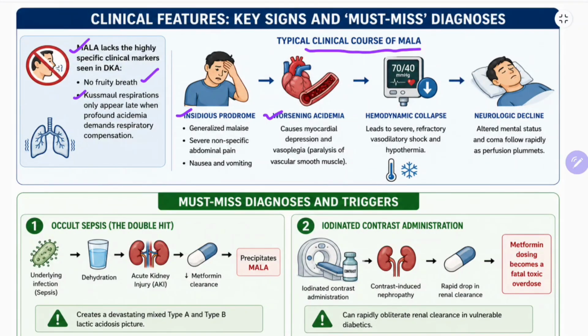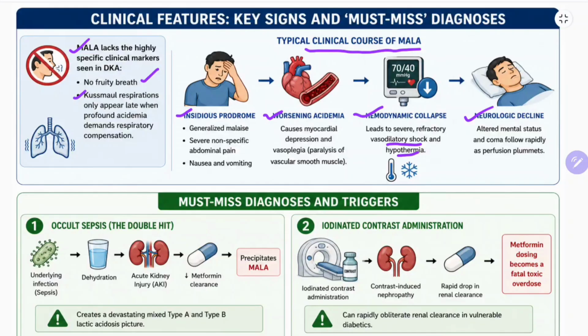Then there will be worsening acidosis, which causes myocardial depression and vasoplegia, paralysis of vascular smooth muscle. That will lead to hemodynamic collapse, severe refractory vasodilatory shock and hypothermia. Myocardial depression occurs because of acidosis, and vasoplegia is paralysis of the smooth muscles of the blood vessels. Because of myocardial depression and vasodilation, there will be severe refractory vasodilatory shock and hypothermia because of excessive heat dissipation by the vasodilated blood vessels. Neurological decline, altered mental status, and coma follow rapidly as perfusion plummets. As perfusion drops abruptly, there will be neurological decline in the patient.